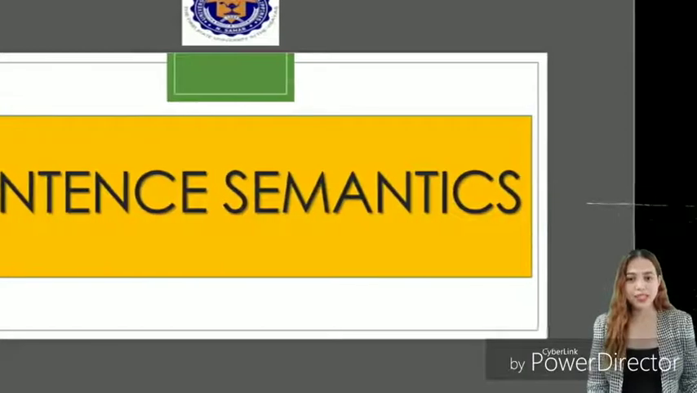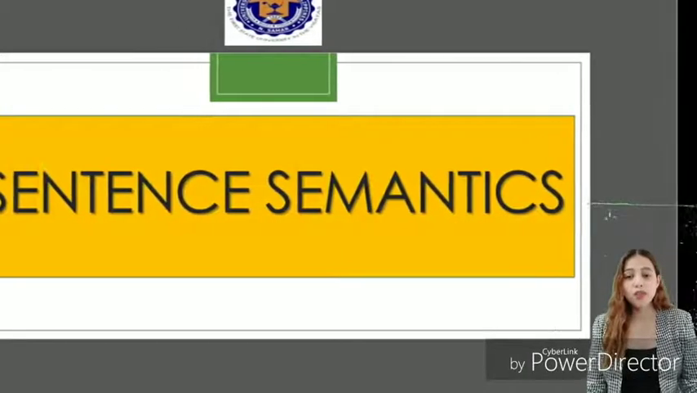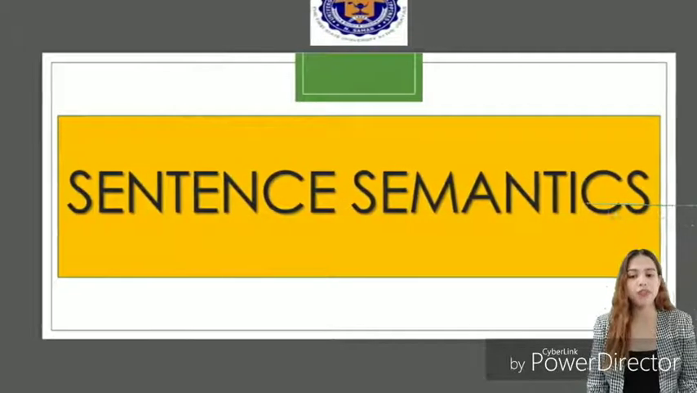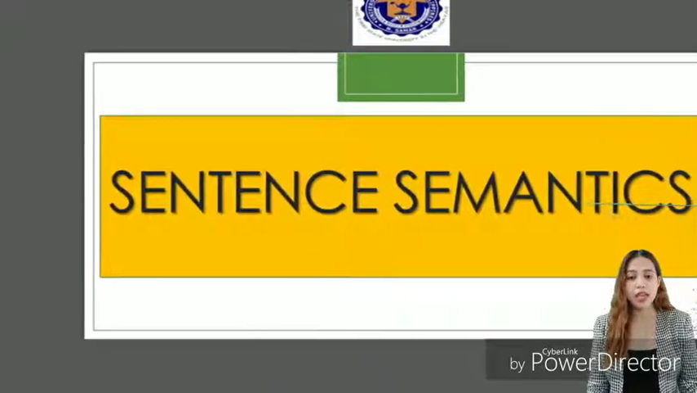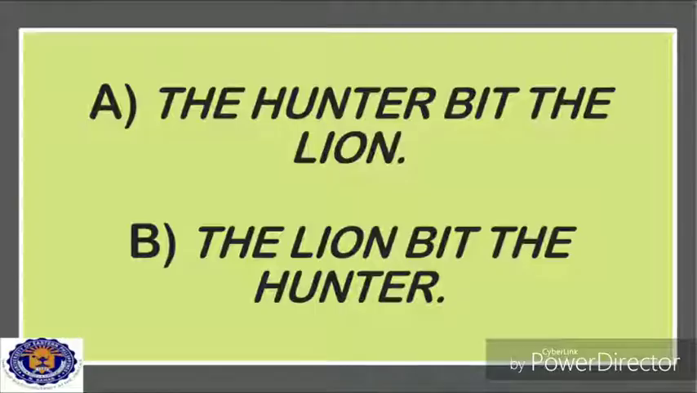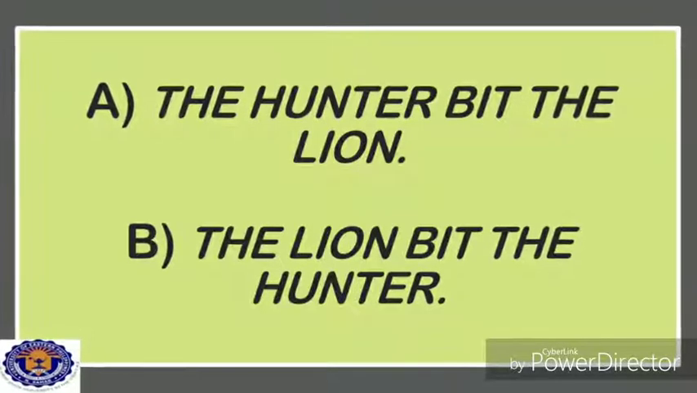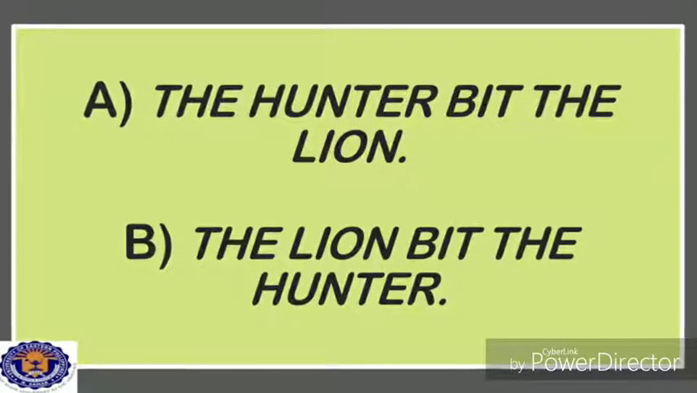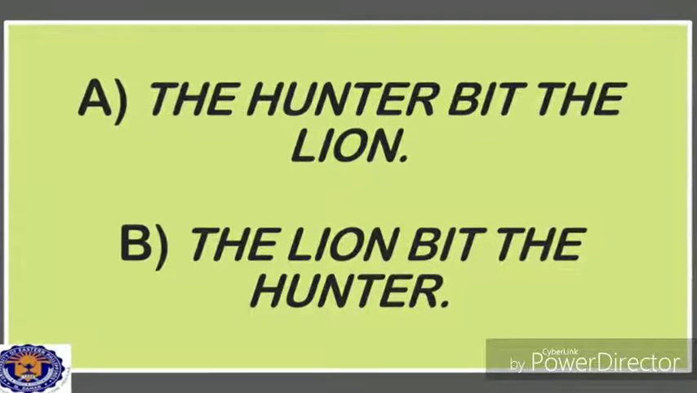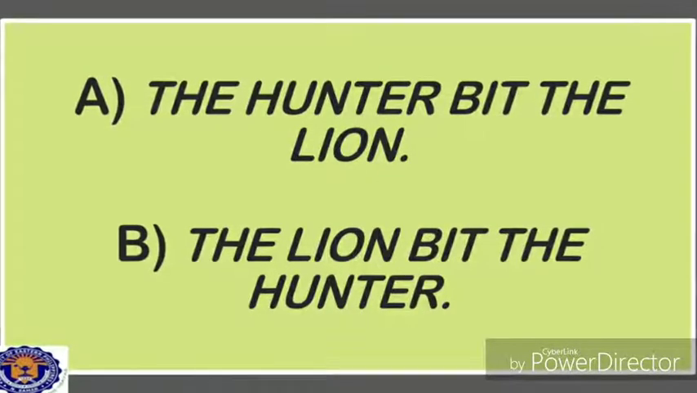Let's finally move on to sentence semantics. We have noted that, like words, sentences must carry meaning for language speakers to understand each other at all. But what is the meaning of sentences? The following sentences have different meanings even though they contain exactly the same words. Sentence A. The hunter bit the lion. Sentence B. The lion bit the hunter.